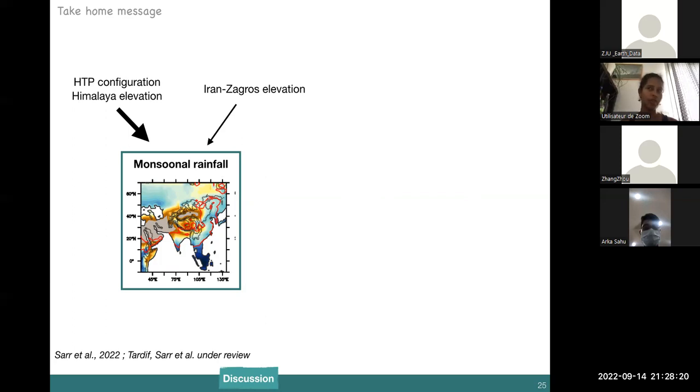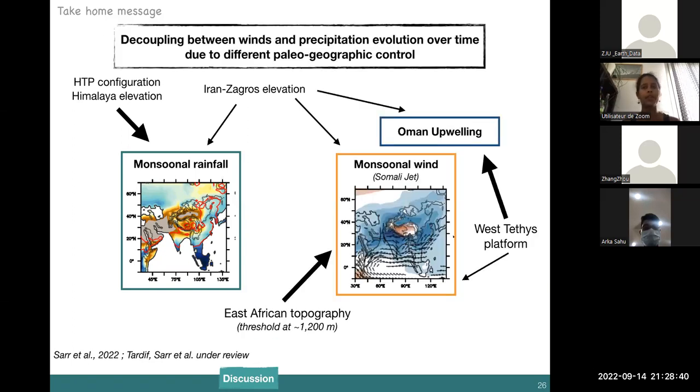A change in elevation in this region is definitely important for precipitation dynamics, because precipitation amount scales with the height of the topographic area. This study also confirmed that Iran-Zagros elevation is important in controlling the strength of precipitation over continental Asia. On the other side, and I think that's new in this study, while they have been largely overlooked in most paleoclimate studies, the western boundary topographies are super important, especially for wind circulation.